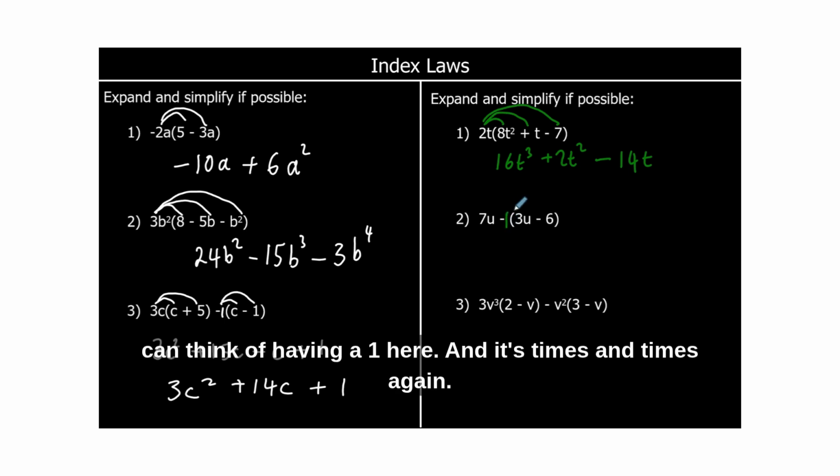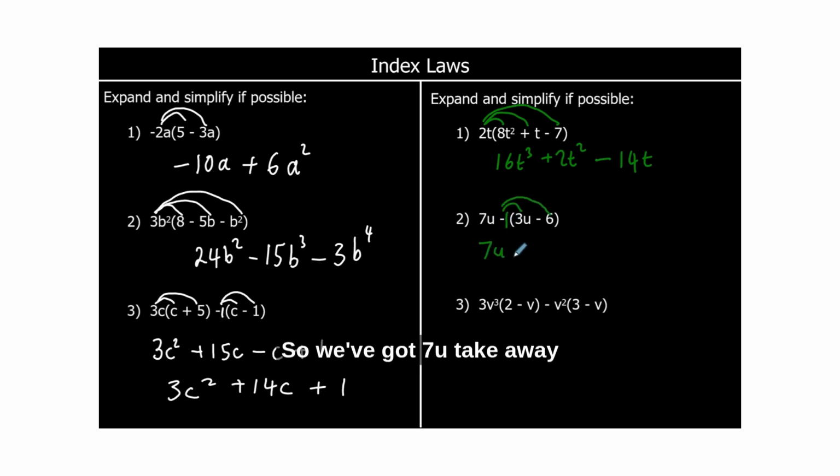We can think of having a 1 here, and it's times and times again. So we've got 7u, take away 3u plus 6. 7 take away 3 is 4, so 4u plus 6. And the last one.